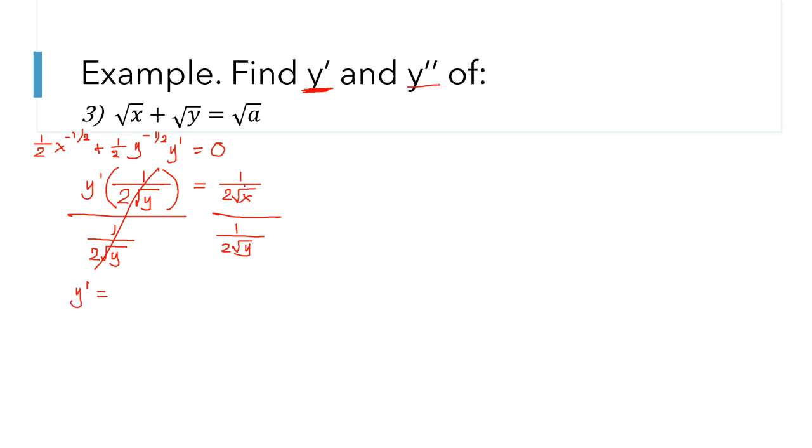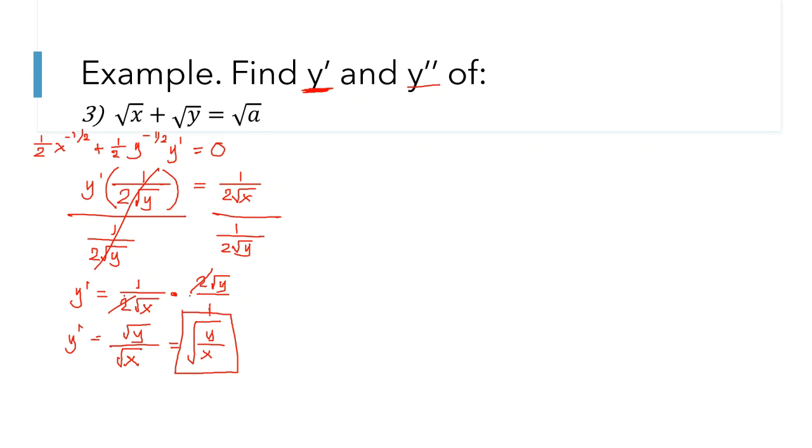So now, division of fractions, we can multiply with the reciprocal of the denominator. So this would become 2 square root of y over 1, right? So cancel the 2, cancel the 2. So we have square root of y over square root of x, or basically that is the square root of y over x. So this is now our y prime.